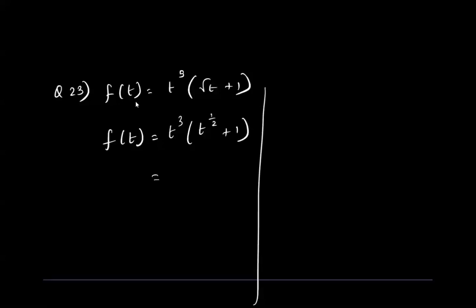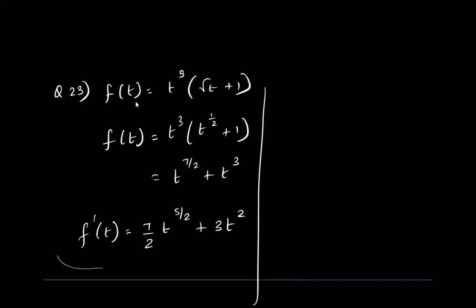So when I FOIL this, t cubed times t to the power of 1/2, I have to add 3 plus half, which is 3.5. That is 7 halves plus t cubed. So I take the derivative, I get 7 halves t to the power of 7 halves minus 1 is 5 halves plus 3t squared. So this is the answer I get by simply distributing and then taking the derivative.